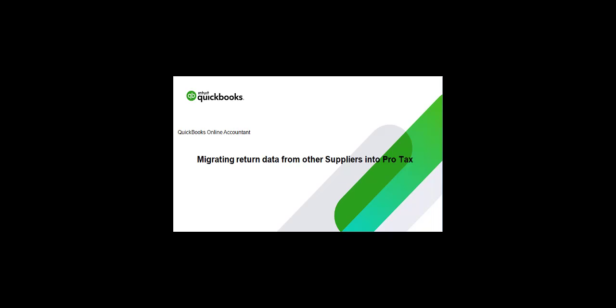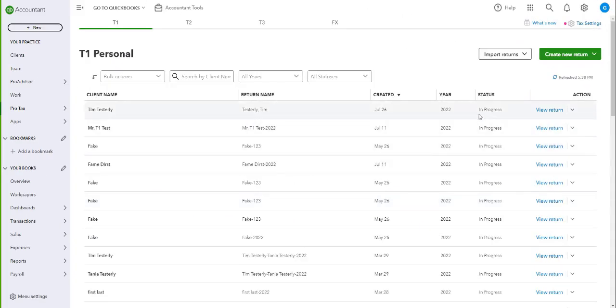Today I'm going to show you how to import data from other tax software such as Profile into ProTax. Once your ProTax window is open, at the top right, you can see two different buttons. You can see the Import Return button and the Create a New Return button. Go ahead and click on Import Returns.